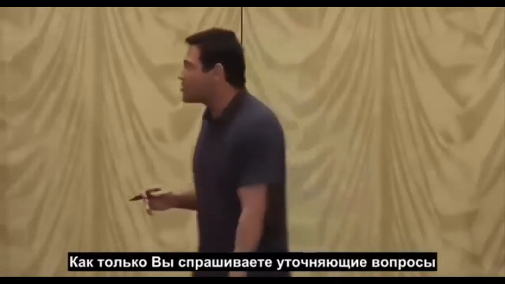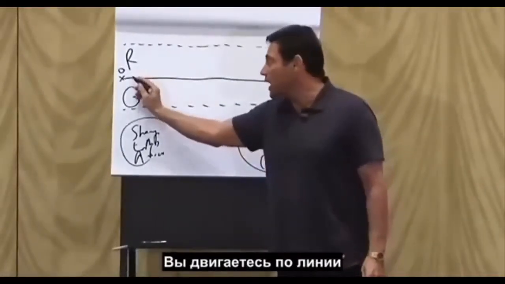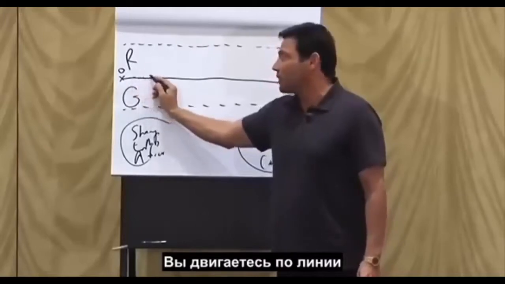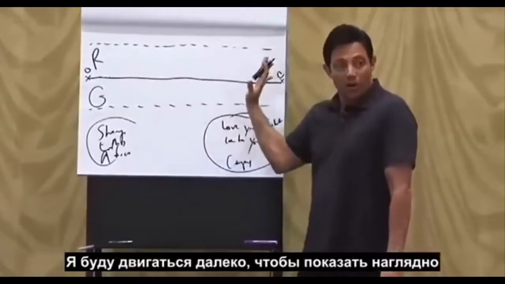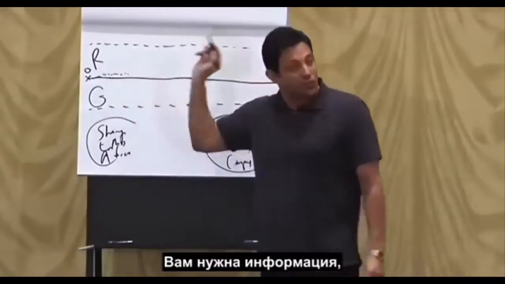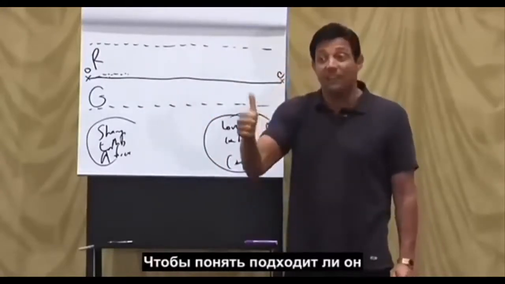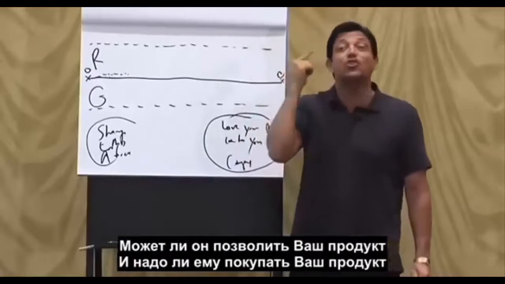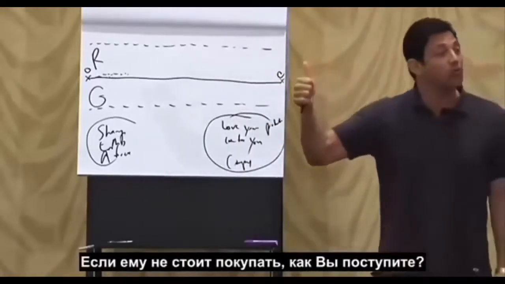Okay? What happens is this. As you ask your qualifying questions, you're moving down the line, and you're moving down the line, and you're moving down the line. Forget how far I'm moving right now. I'm going to move far because I want to show you a visual. You're moving down the line. You're asking questions. You're looking for information to find out if he's qualified, meaning if he can afford your product and he should buy your product. It's in his best interest. If he shouldn't buy, what will you do?